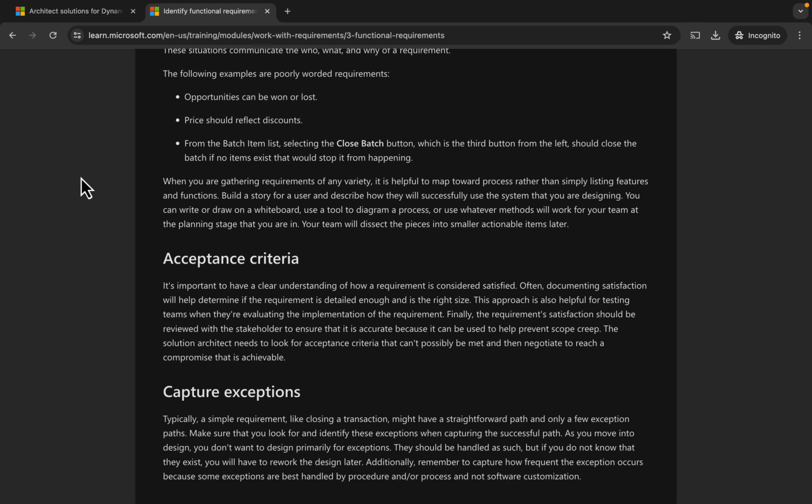When you are gathering requirements of any variety, it is helpful to map towards process rather than simply listing features and functions. Build a story for users and describe how they will successfully use the system that you are designing. You can write or draw on a whiteboard, use a tool to diagram a process, or use whatever methods will work for your team at the planning stage that you are in. Your team will dissect the pieces into smaller, actionable items later.